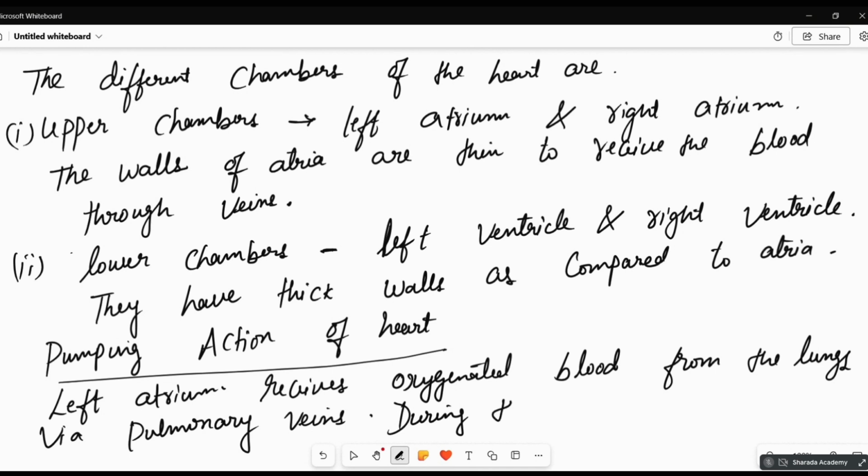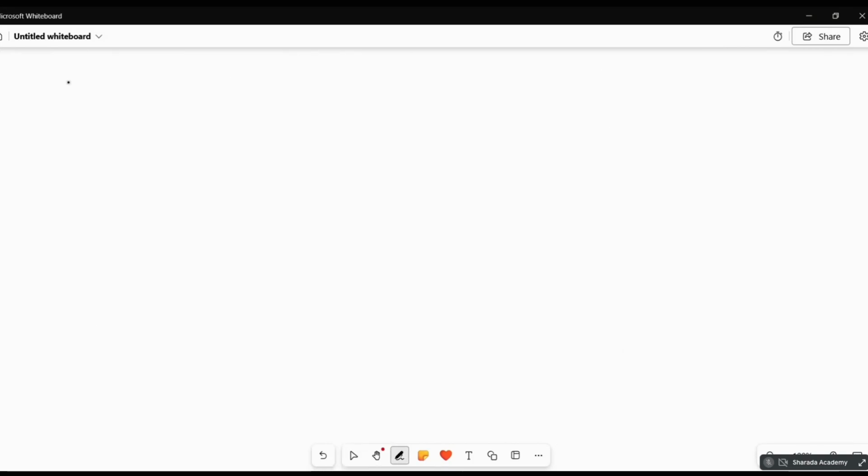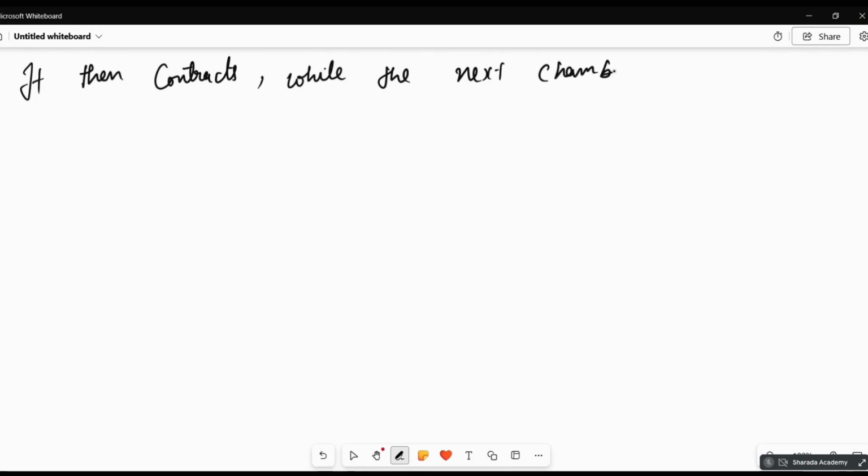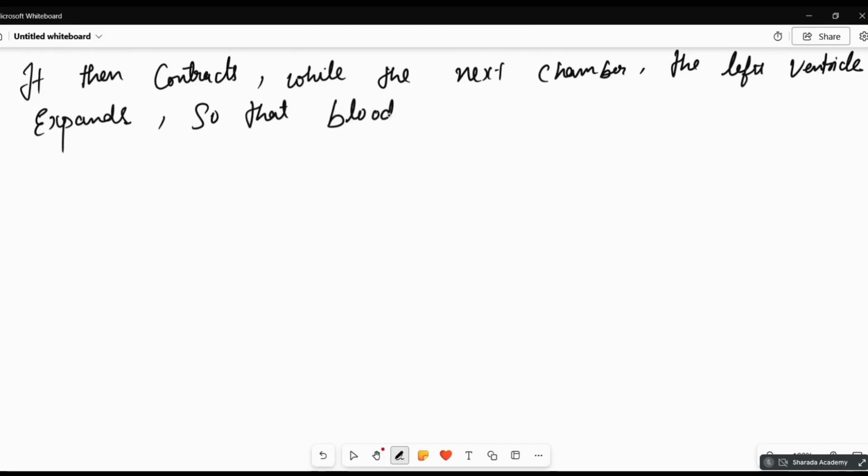During this collection, left atrium relaxes. Write down this. It then contracts while the next chamber, the left ventricle expands. So that blood is transferred into it.